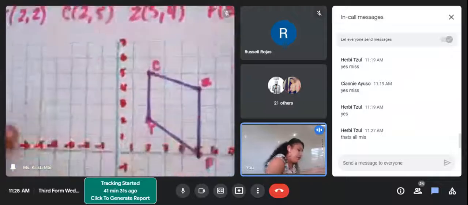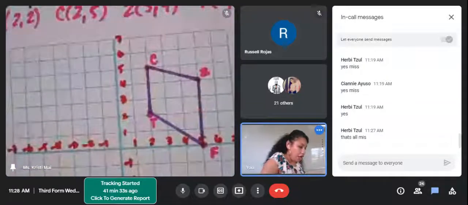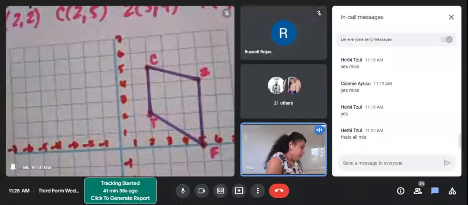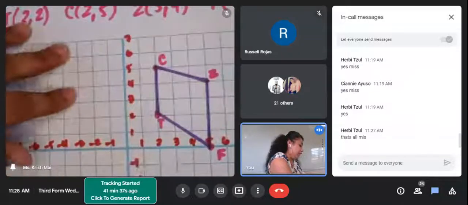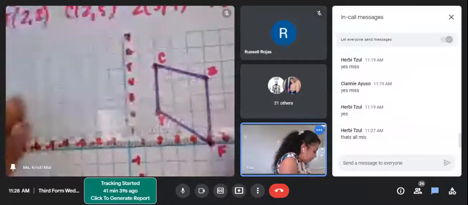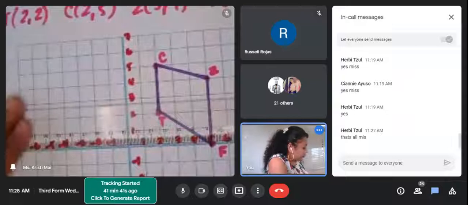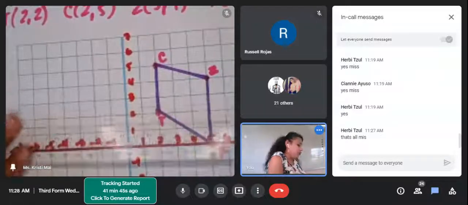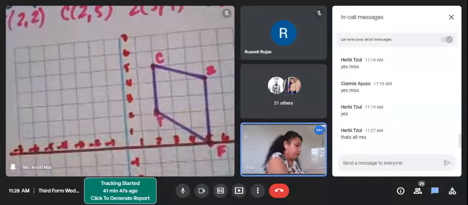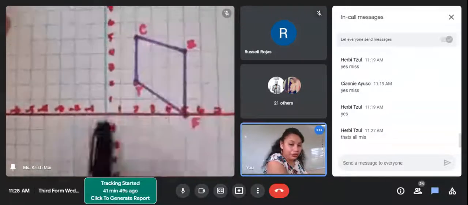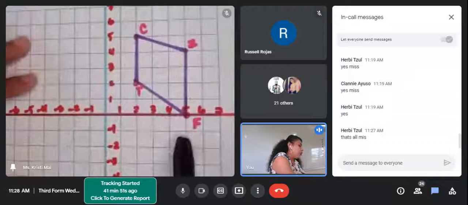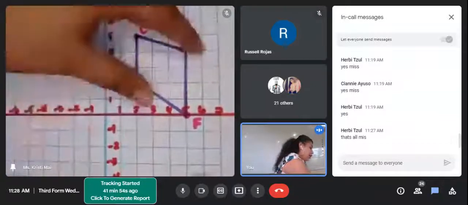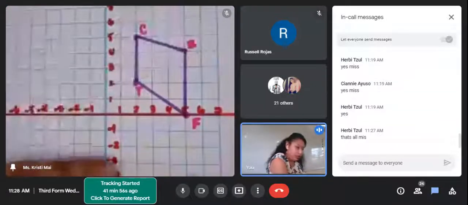And it says reflect across the x-axis. So in this case, I need to reflect across this line, the x-axis. Right? That is where the reflection is going to happen. This line that I drew in red. So all of these points that are here are going to be reflected on the other side.